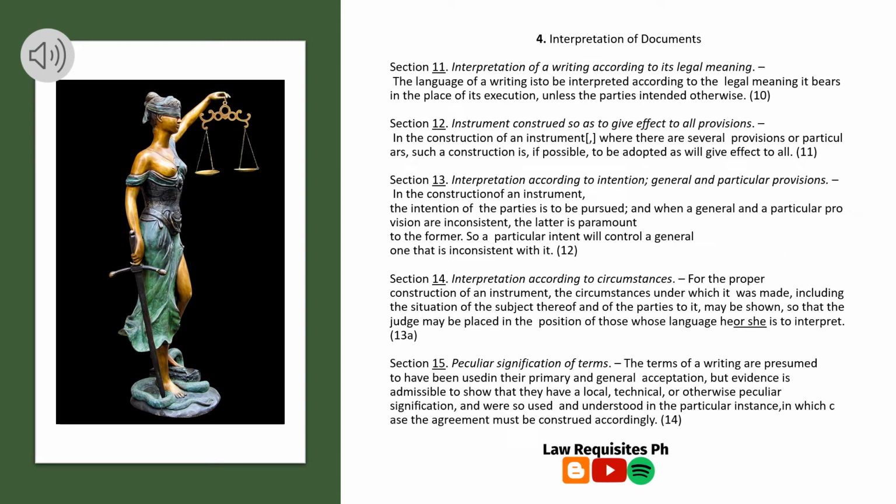Section 15. Peculiar signification of terms. The terms of a writing are presumed to have been used in their primary and general acceptation, but evidence is admissible to show that they have a local, technical, or otherwise peculiar signification, and were so used and understood in the particular instance, in which case the agreement must be construed accordingly.